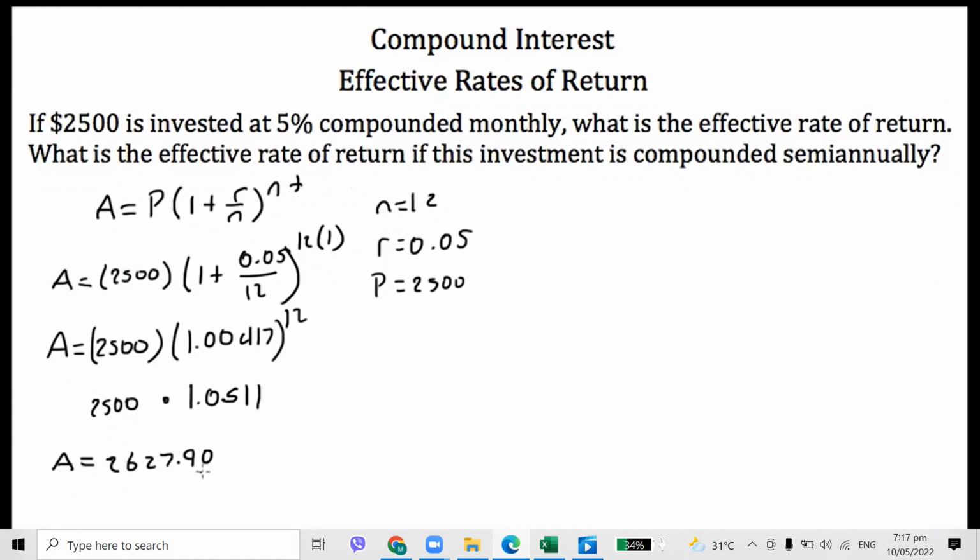So how much interest did we earn in that 1 year? Well, if we subtract our original amount, we'll see that we earned $127.90 in interest.